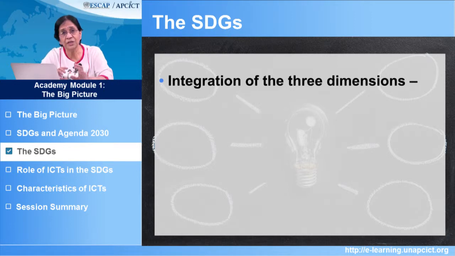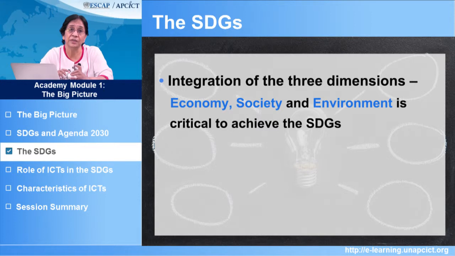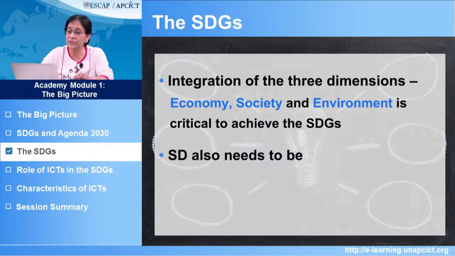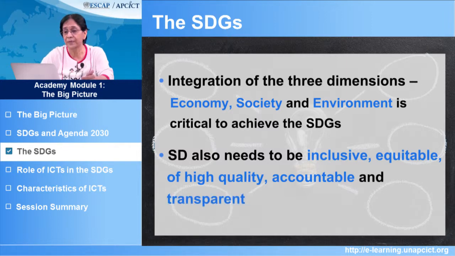That is, the integration of the three dimensions must also include the economy, the society, and the environment as critical to achieve the goals. So we're faced with a situation of a great deal of complexity, of a variety of fundamental principles, as well as of cross-sectoral ways of dealing with issues. So sustainable development also needs to be inclusive, equitable, that is, equal for all people. It must be of high quality. That is, it is not merely providing access, but quality within services, and one must be accountable to the people, and it must be transparent and visible.